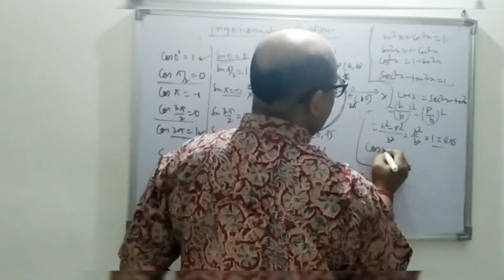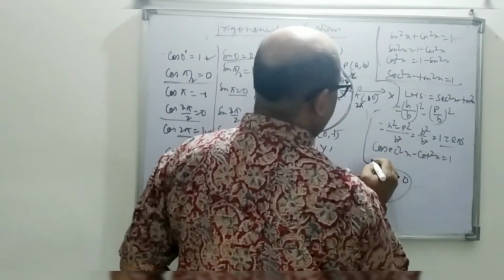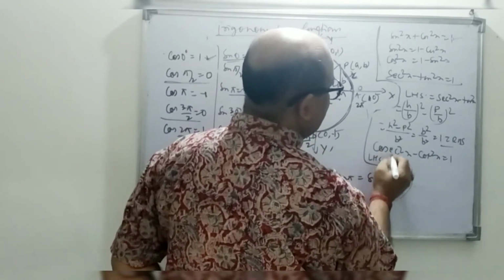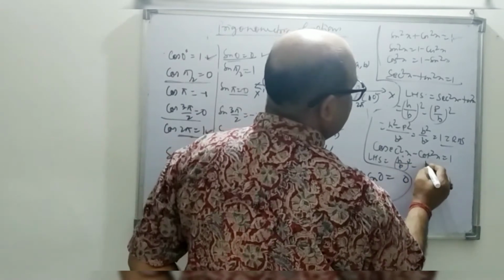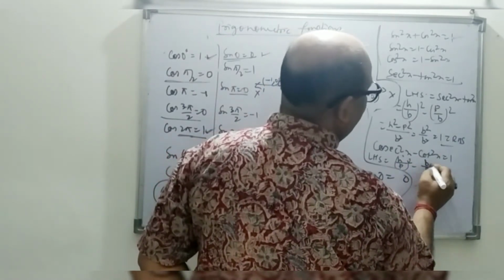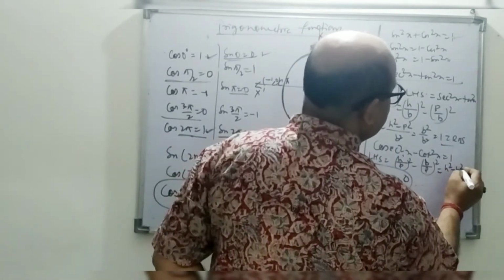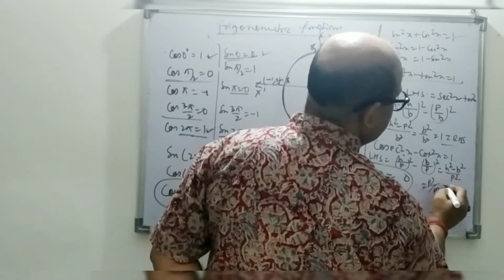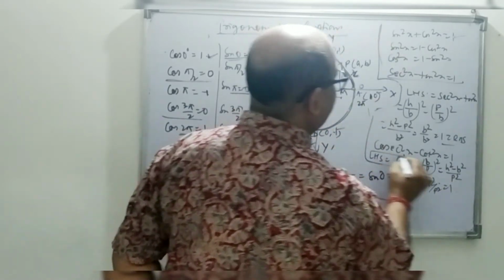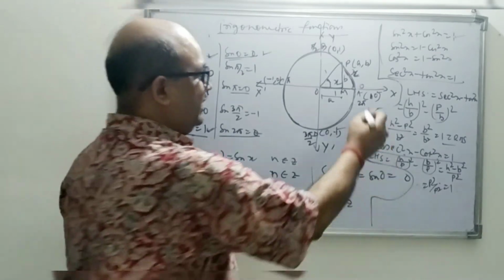Now let us see cosec square x minus cot square x equal to 1. Here also LHS equal to cosec square, which is h by p whole square, and this is b by p whole square. So what we get here? h square minus b square by p square. That gives p square upon p square is equal to 1. So we got cosec square minus cot square equal to 1. So we got three main identities.